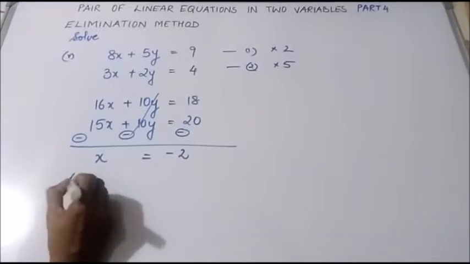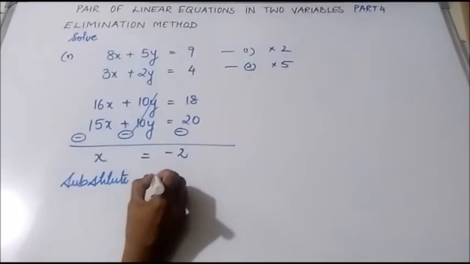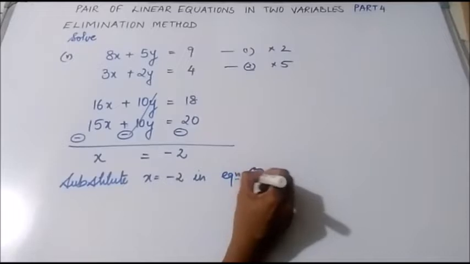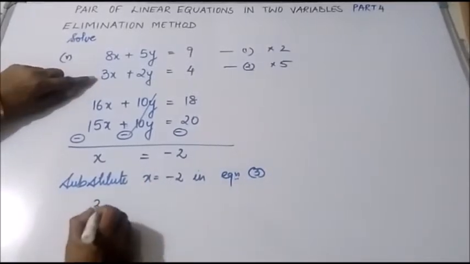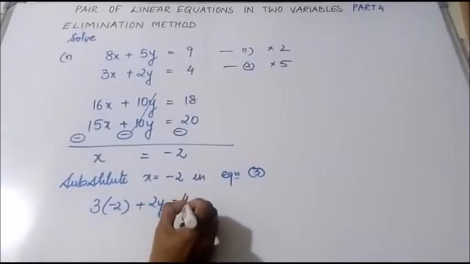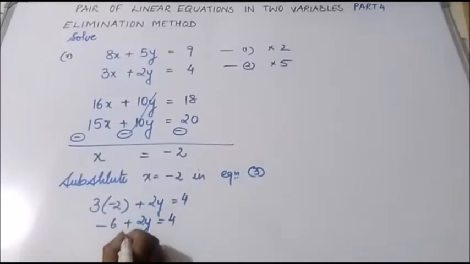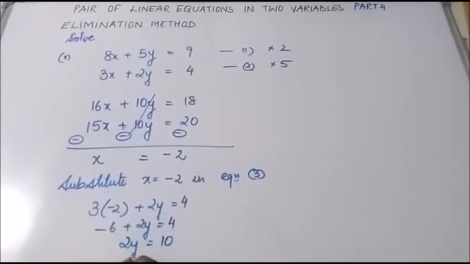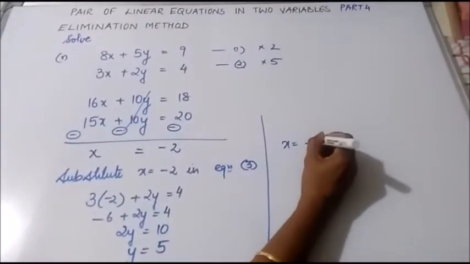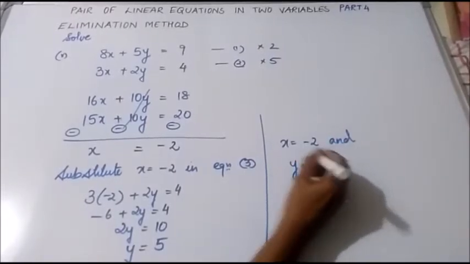Now substitute x equal to minus 2 in equation 2, because that is easier. Equation 2 is 3x, that means 3 into minus 2 plus 2y is equal to 4. We get here minus 6 plus 2y is equal to 4. 2y is equal to 10. Y is equal to 5. What is the solution we get here? X equal to minus 2 and y is equal to 5.